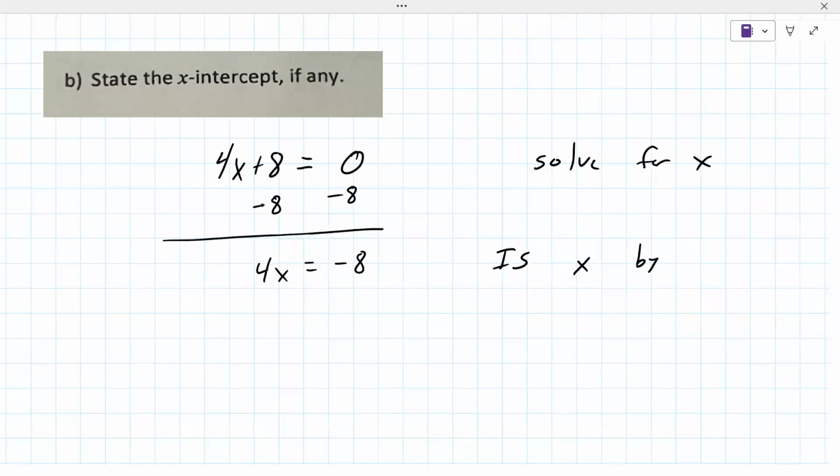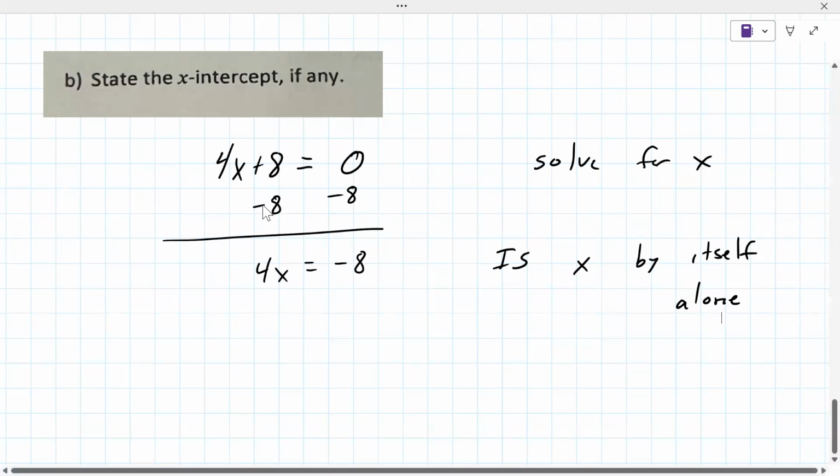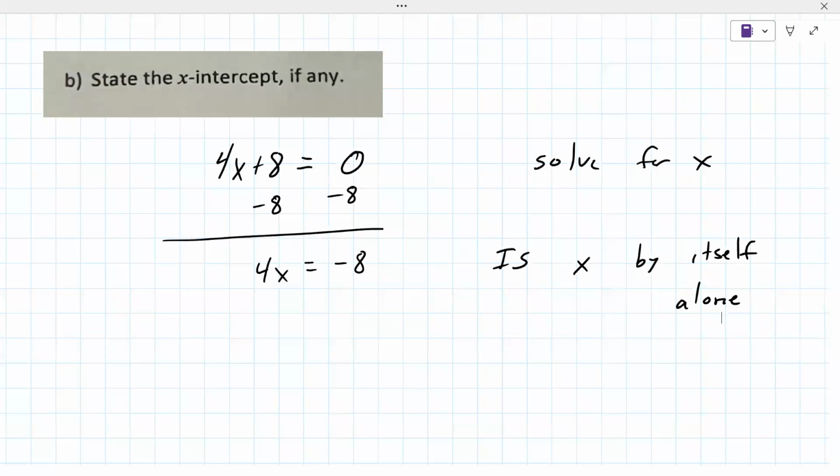But I said it for the first one. Is x by itself? Is it alone? No, there's other types of intercepts. Y intercept. But that's not what I'm asking. I'm asking you to just isolate your eyes and focus on this. Divide. Yes. So what does x become? -2.